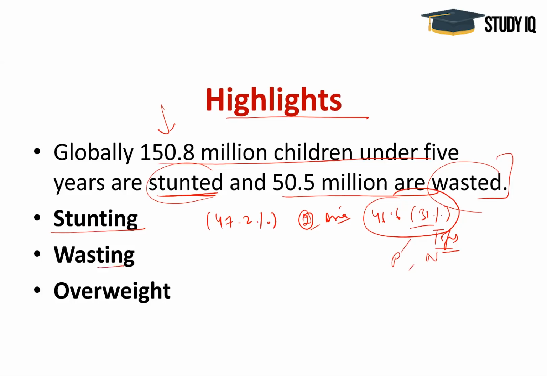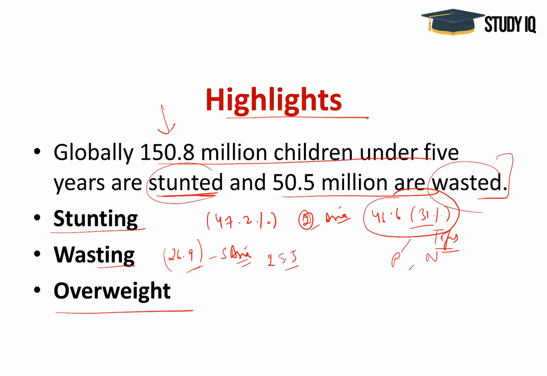Okay, so now let's come to wasting. More than half of the world's children impacted by wasting, around 26.9 million, live in South Asia. And India accounted for 25.5 million children who are wasted, followed by Nigeria and Indonesia.